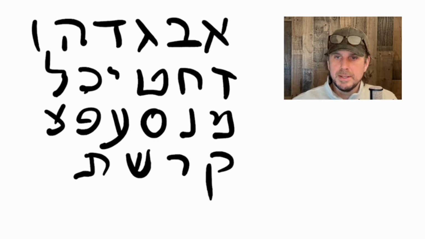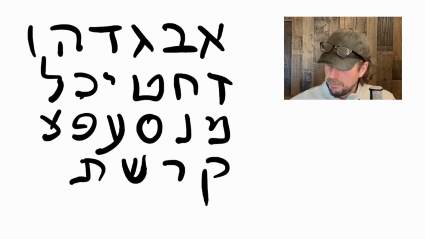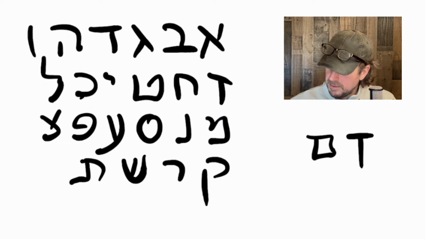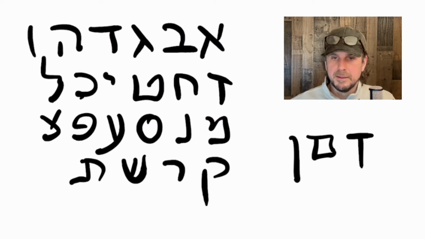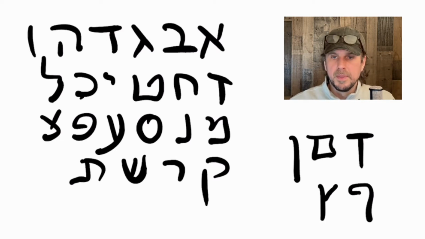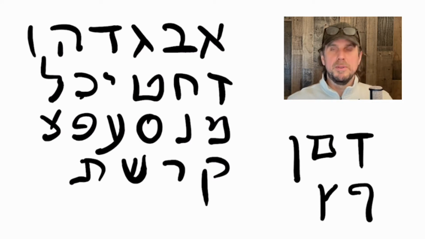And of course, you can take some time and work on your final forms. We have kaf sofit, of course. Remember, that looks like a dalet. We have mem sofit, nun sofit. We have, what else do we have? We have pei sofit and tzadi sofit. So all these are the letters of the Hebrew alphabet that we've been working on.